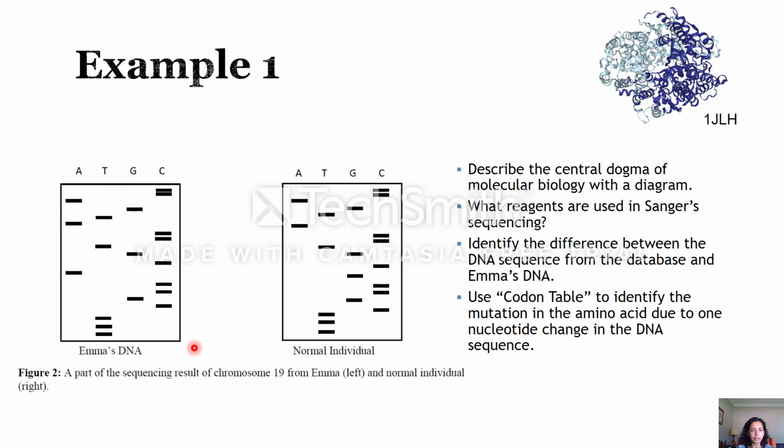And they find out the sequence, applying their concept of Sanger sequencing, comparing the 2 sequences, Emma's DNA and that of the normal individuals, and then find out using the codon table what mutation happened and how that changed one of the amino acids in the normal individual, which is arginine, to histidine in Emma's DNA.